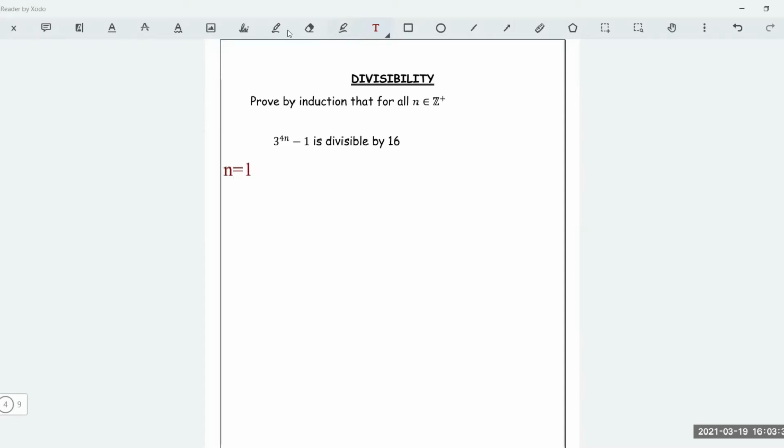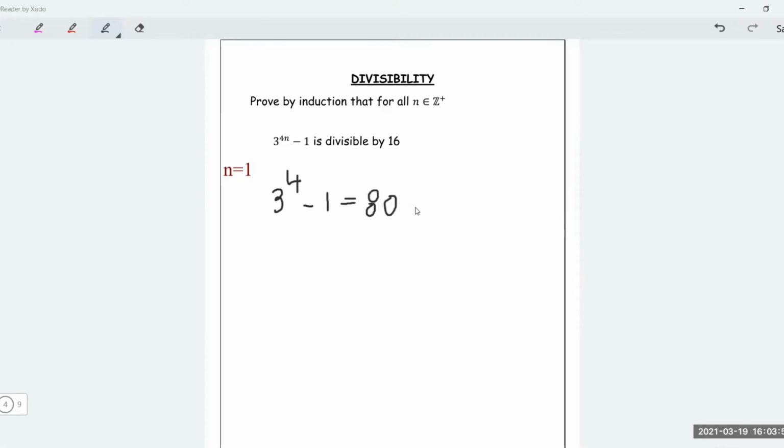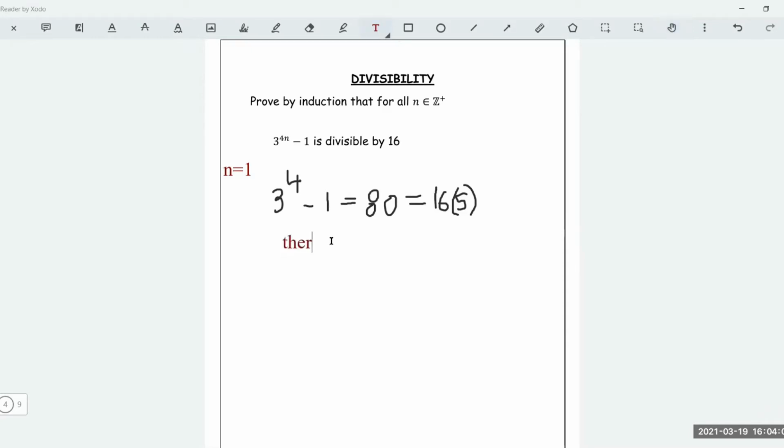When n is equal to 1, what we're getting is 3 to the 4 times 1, which is 4, minus 1. 3 to the 4 is 81, minus 1, which is 80. Can 80 be divided by 16? Yes, because 80 can be written as 16 times 5. And so therefore, for n equal 1, the statement is true.